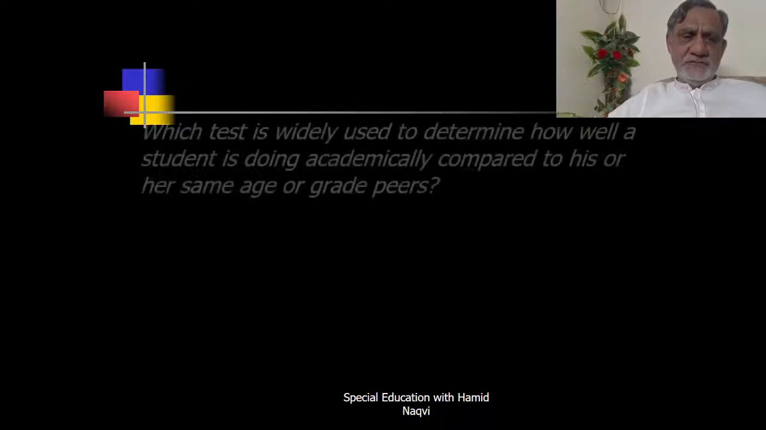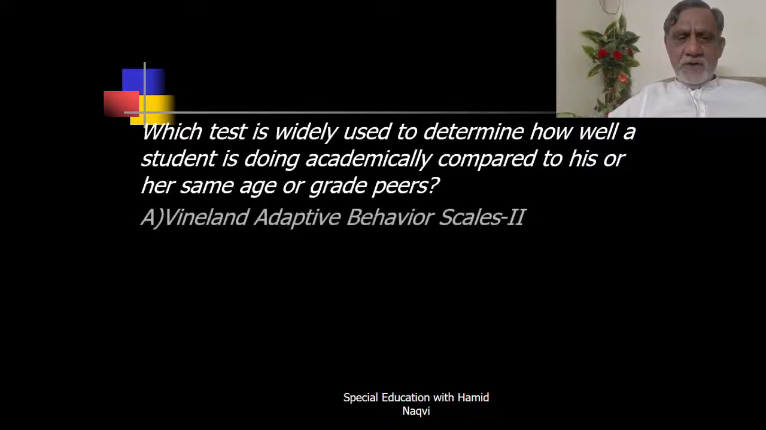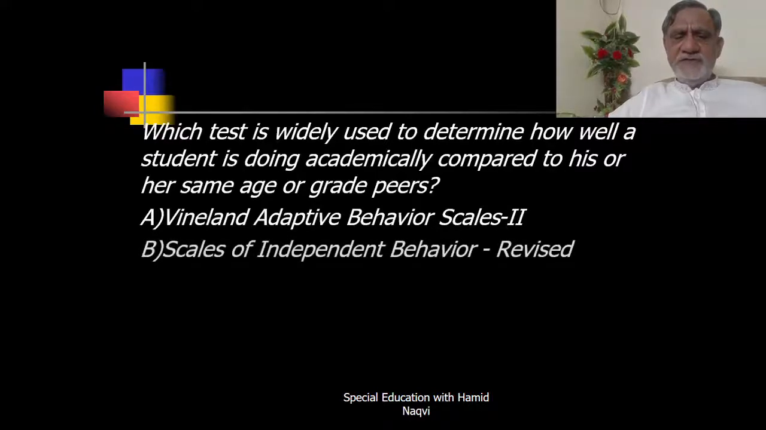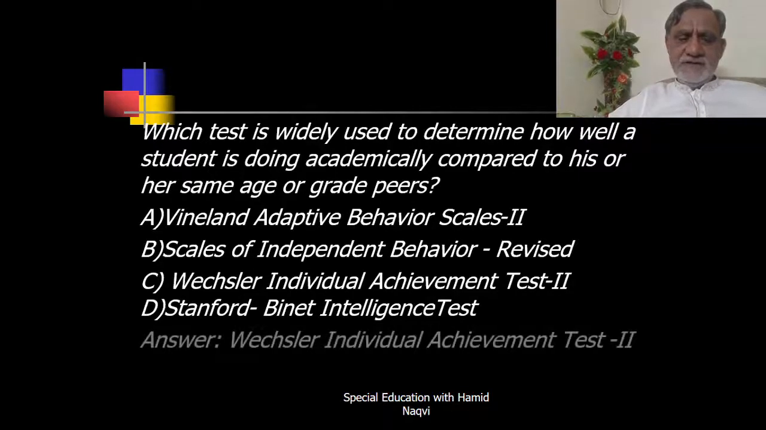Next question. Which test is widely used to determine how well a student is doing academically compared to his or her same age or grade peers? Vineland Adaptive Behavior Scale 2, Scales of Independent Behavior Revised, Wechsler Individual Achievement Test 2, Stanford Binet Intelligence Test. Answer is Wechsler Individual Achievement Test 2.